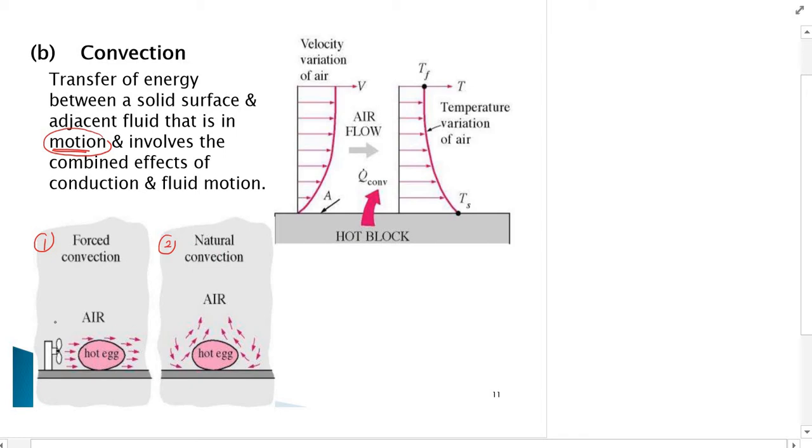First one is forced convection, and the second one is natural convection. And as you can see from the picture here, for forced convection, you actually need external sources to help you cool down this hot egg. While for natural convection, you just leave the hot egg and let it cool down at ambient temperature without any additional sources.